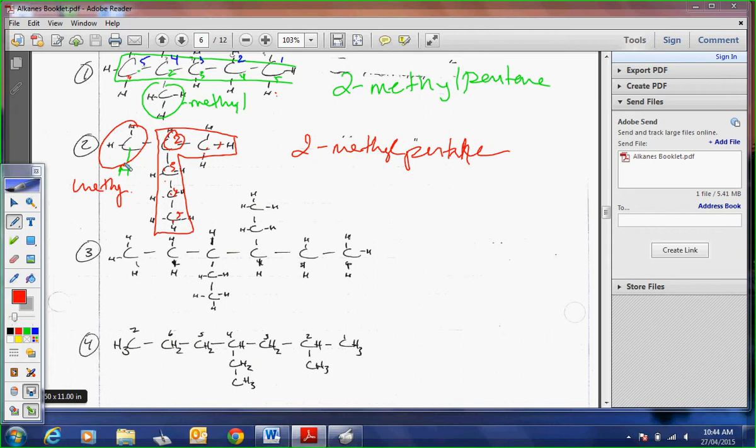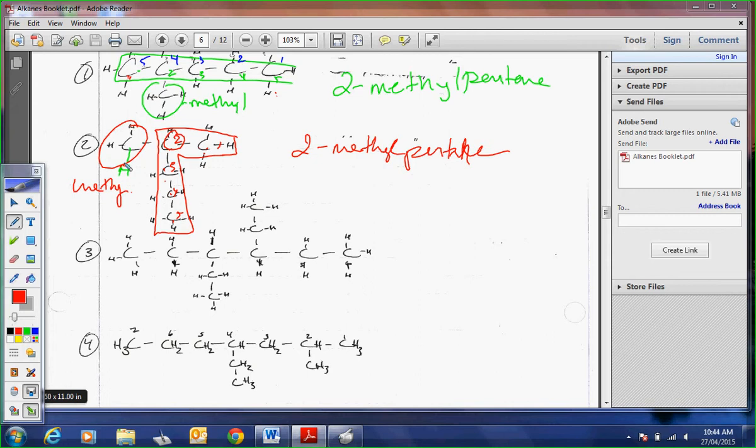But you can catch yourself out because you shouldn't have a methyl at the end. If you have a methyl at the end, like one methyl, it must be part of the chain. You see that? It must be part of the chain. Or even dimethyl, one of those has to be part of the chain. So they look completely different.